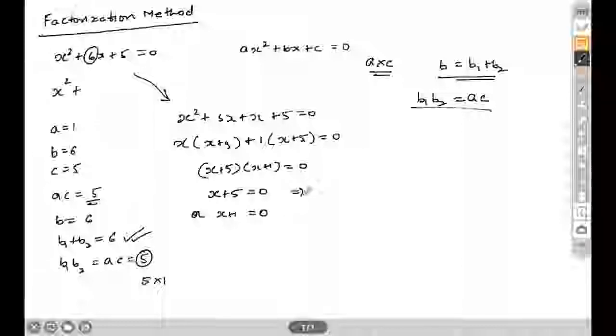That means if this is true, then x equals negative 5. And if this is true, then x equals negative 1. Okay, so this is the solution. So hence, x equals negative 5 and x equals negative 1 are the solutions.